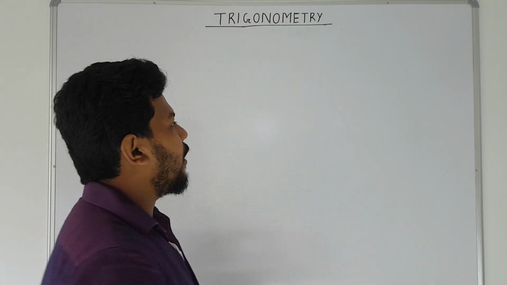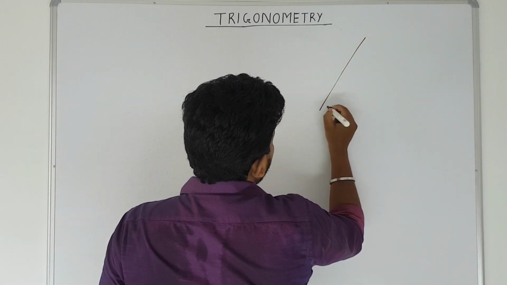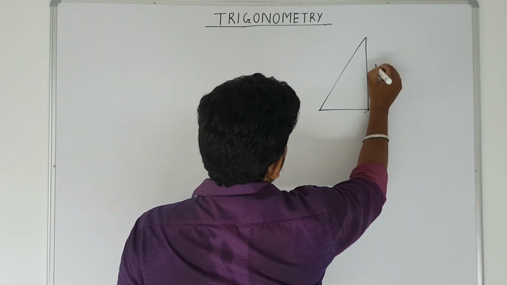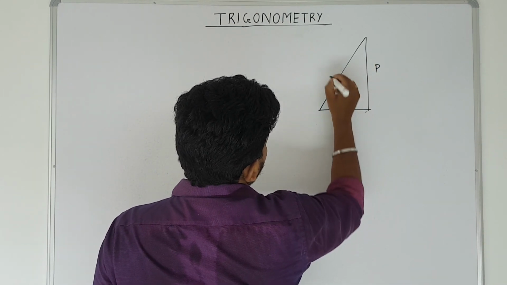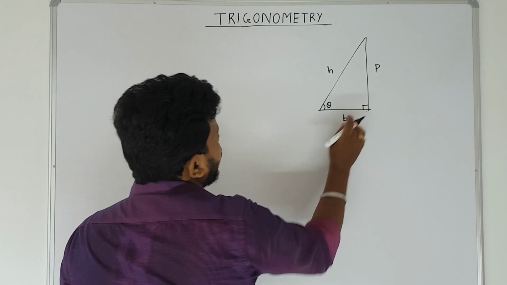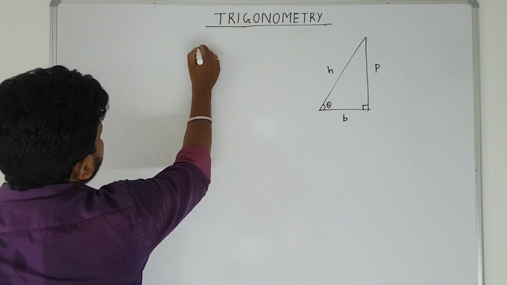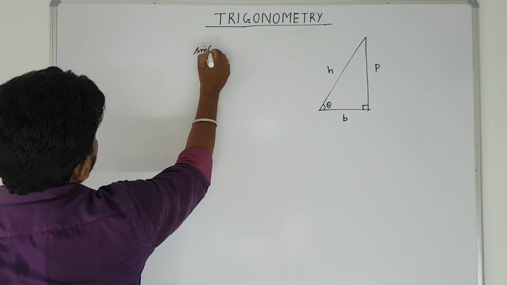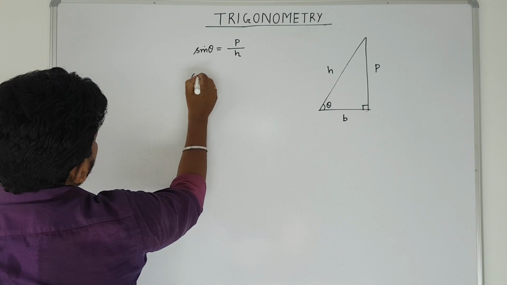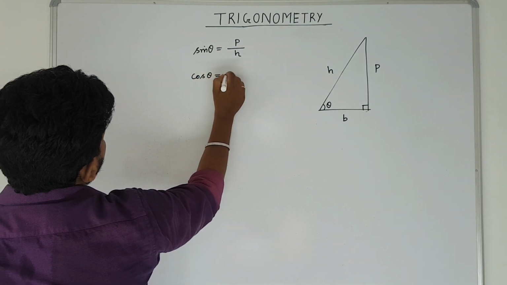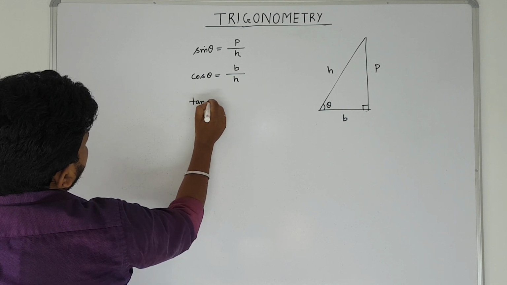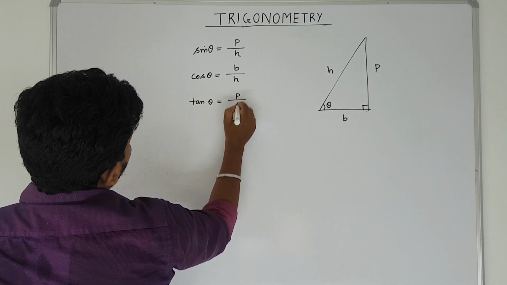We know that for a right angle triangle ABC, this is your perpendicular, this is your base, this is your hypotenuse, and this is your angle theta. So we know what sine theta is. Sine of theta is equal to P by H. Cos of theta is equal to B by H. Tan theta is equal to P by B.